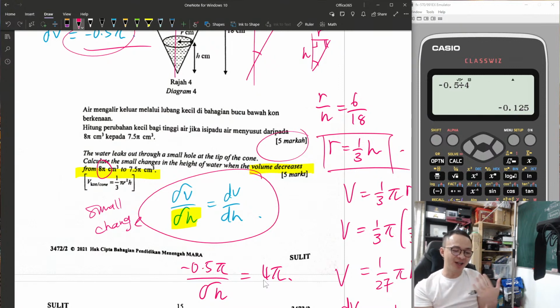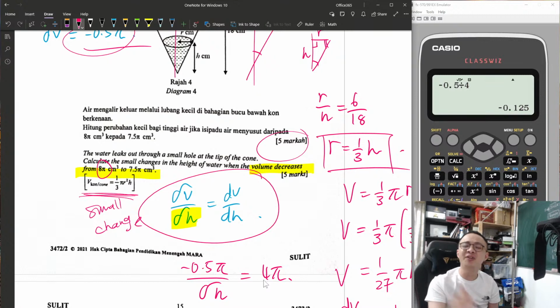So if you want to find a change of height, you must have dV/dh. And I have the equation of volume here in terms of r and h. So therefore, I need to form an equation of r in terms of h. So I need an equation for r in terms of h.